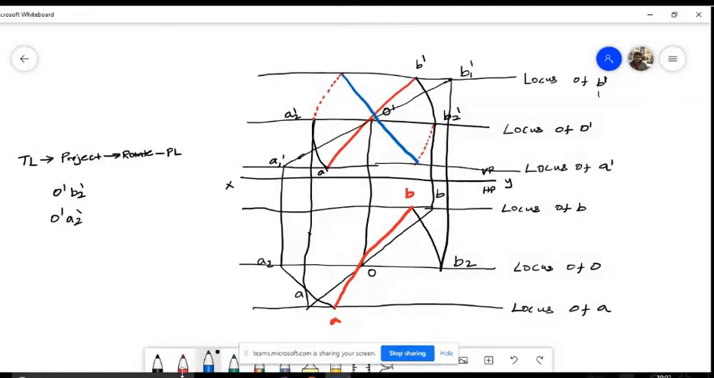Your audio is not clear. Can you say it again? Sir, we have made the locus of B above, so we have to draw the B point on the locus of B. Yeah. So what he is saying is correct.